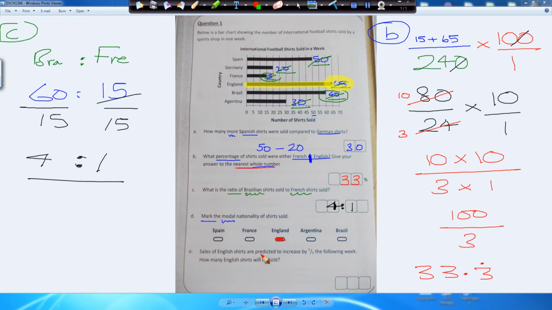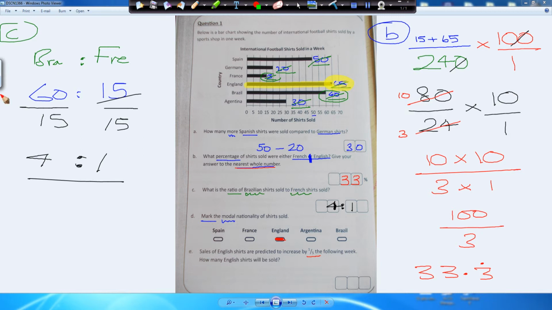Okay, the last one now, E. Sales of England shirts are predicted to increase by 1/5 the following week. How many English shirts will be sold? So let's look at English. The English shirts are 65 currently. So if it's going to go up by 1/5, we can work out 1/5 of 65, and then add it on. Then add it on.